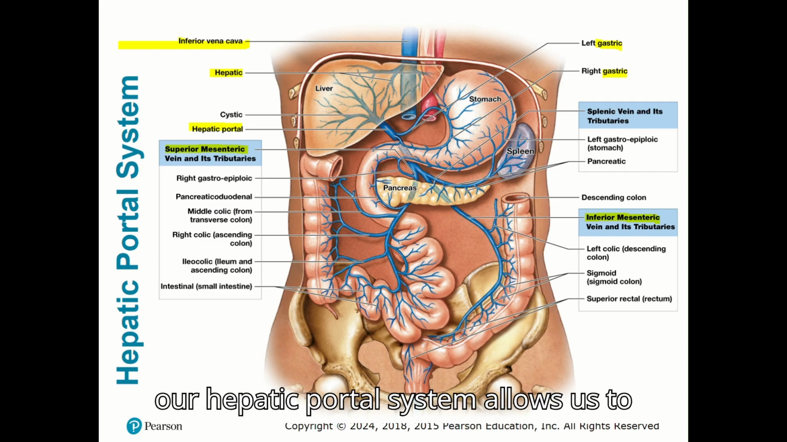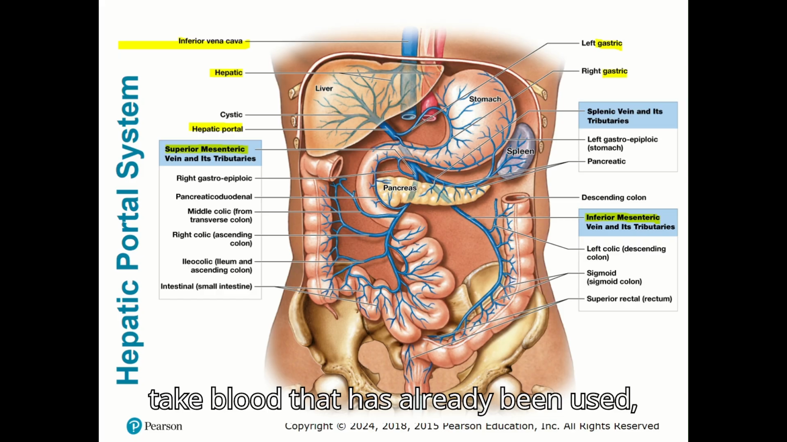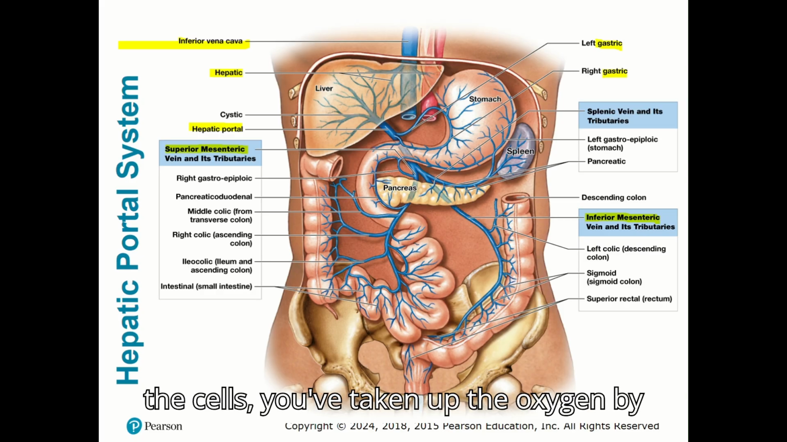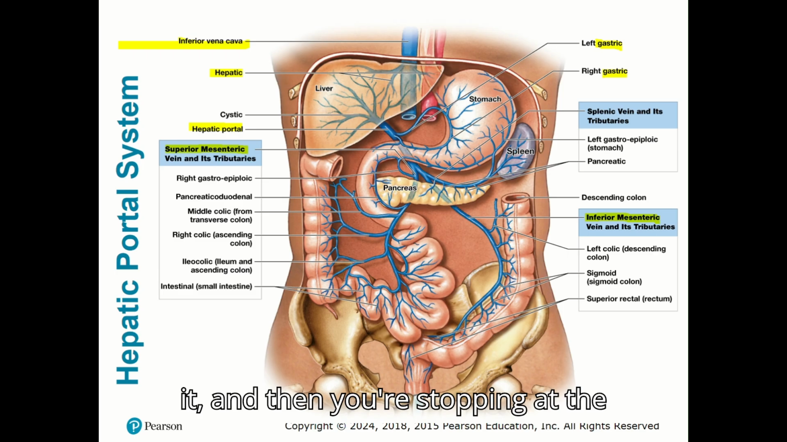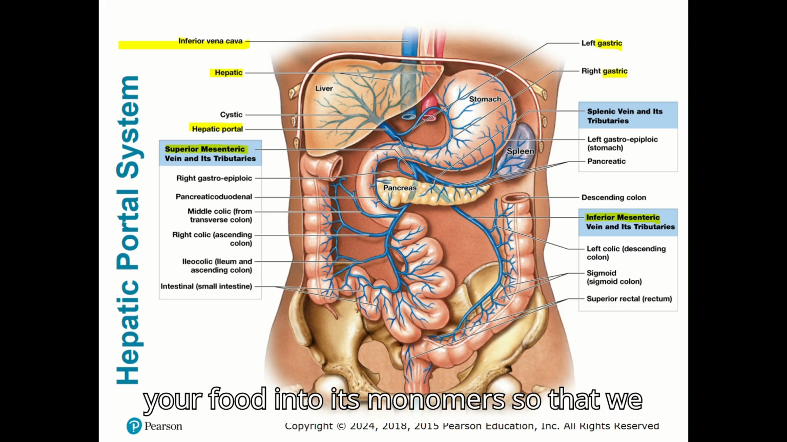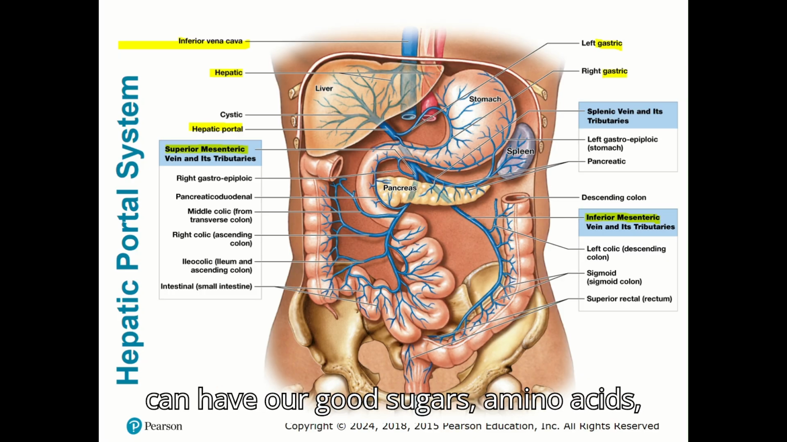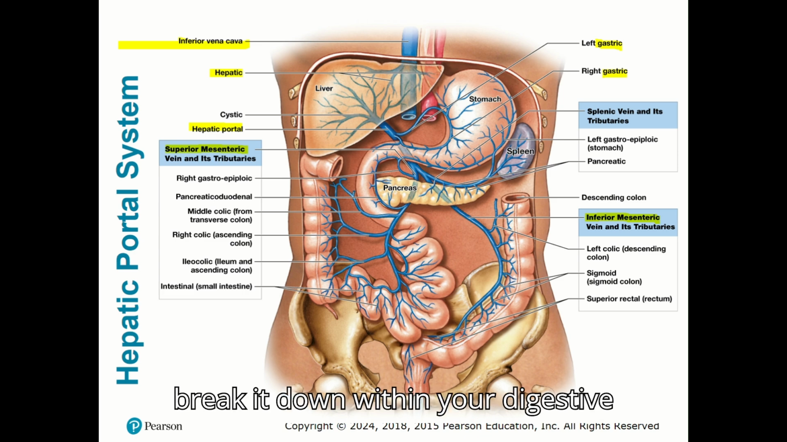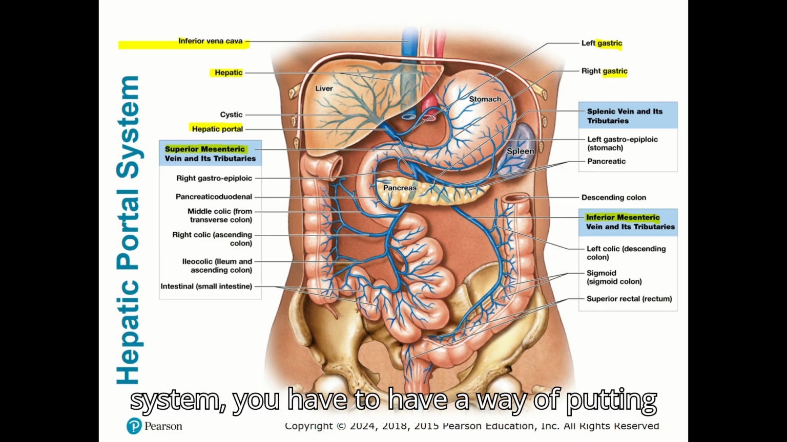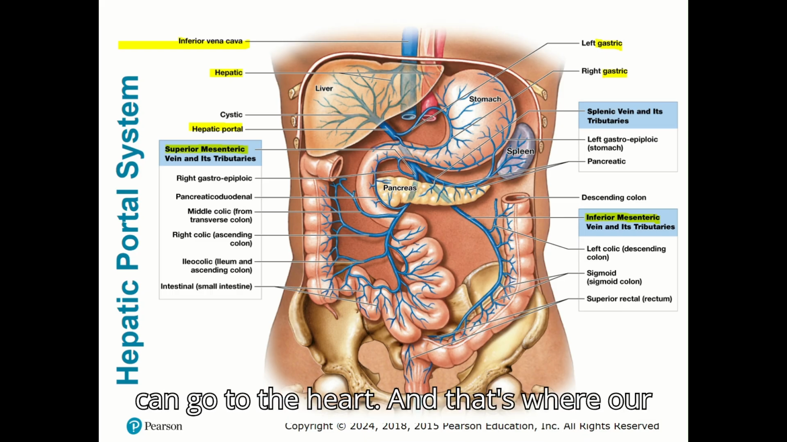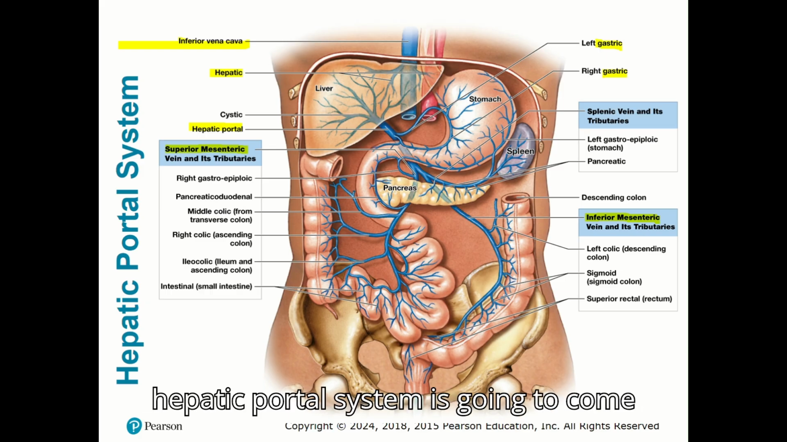So our hepatic portal system allows us to take blood that has already been used, where the nutrients and oxygen have been taken up by the cells, and then you're stopping at the digestive system. So the digestive system, of course, you're breaking down your food into its monomers so that we can have our good sugars, amino acids, and lipids that we need. Now, once you break it down within your digestive system, you have to have a way of putting it back into the blood circulation so it can go to the heart. And that's where our hepatic portal system is going to come into play.